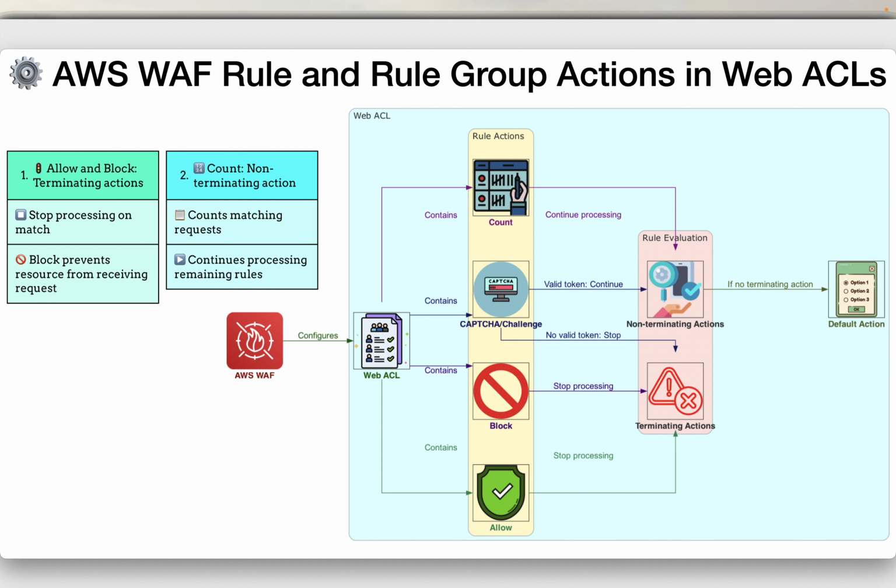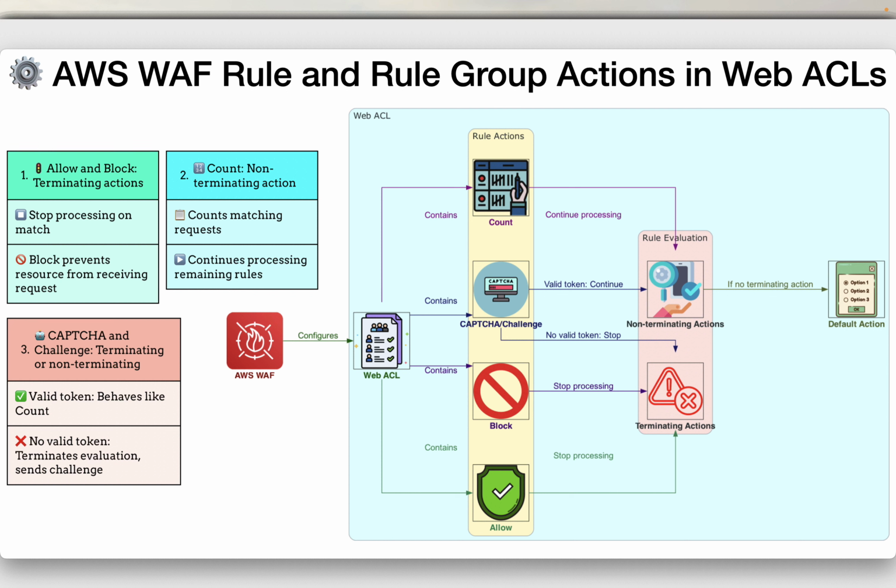Count is a non-terminating action in AWS WAF. So when a rule with a count action matches a request, AWS WAF counts the request and then continues processing the rules that follow in the web ACL rule set. The count action allows you to track the number of matching requests without stopping the processing of subsequent rules.